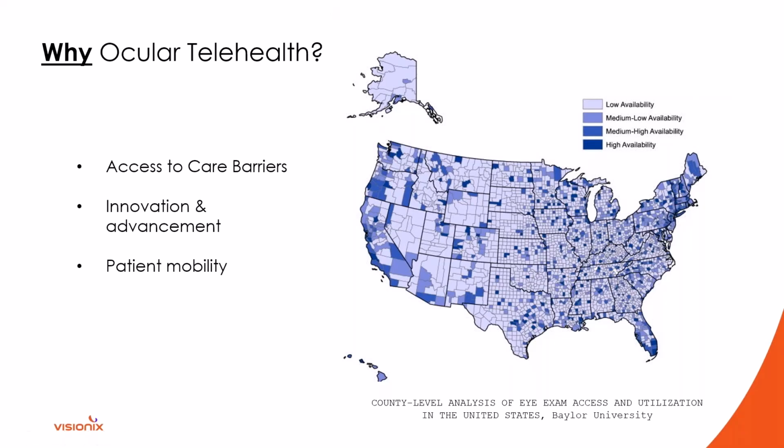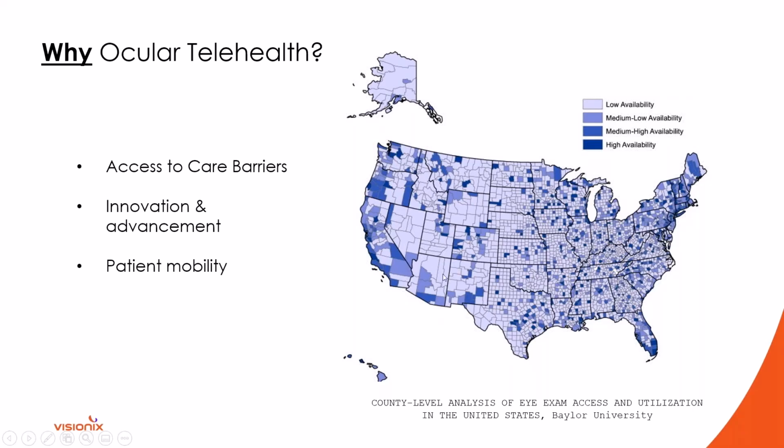So telehealth, I think, is important for many reasons, but one of the most compelling reasons, in my opinion, are access barriers. Unfortunately, there's a lot of patients unable to access eye care providers, even here in the US. This map and the research was done by Baylor University, and it highlights areas with access to eye care or lack thereof. So the lighter the blue, the lower the availability or access to eye care. The darker the blue, the better the availability.